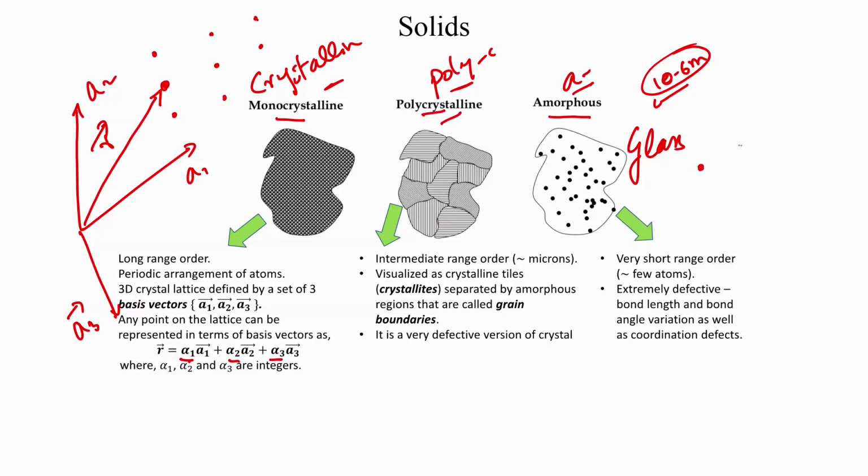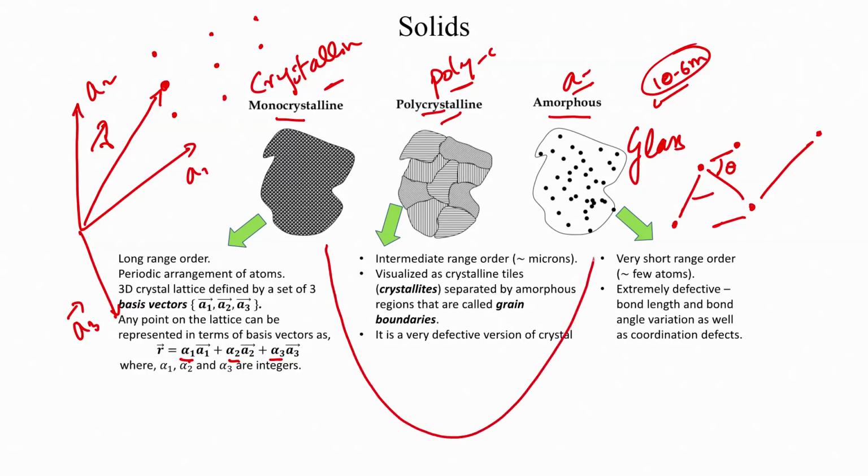In amorphous materials, the atoms have no periodicity whatsoever, so the bond lengths between the different atoms will be different, their bond angles will be different, and so on. It is an extremely defective structure, and it has immense consequences with regard to the distribution of energy levels and the nature of band gaps, etc. In our course, we will look at crystalline materials.